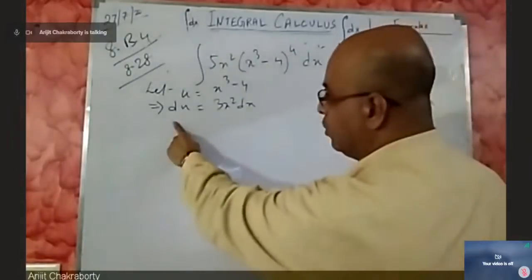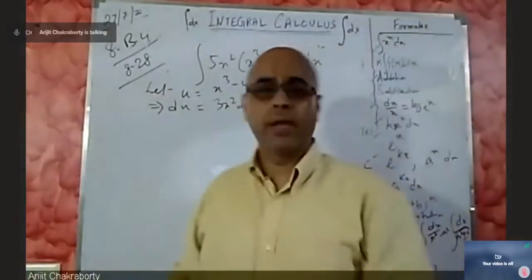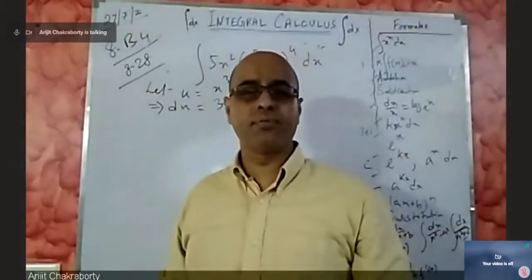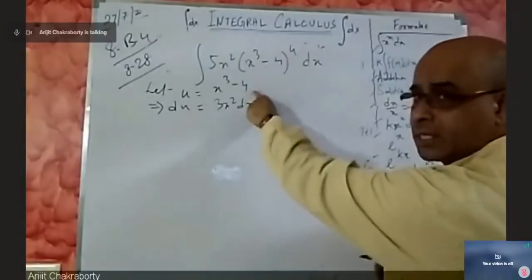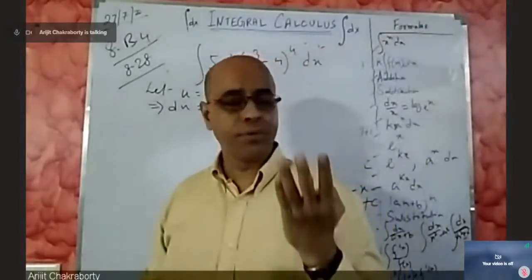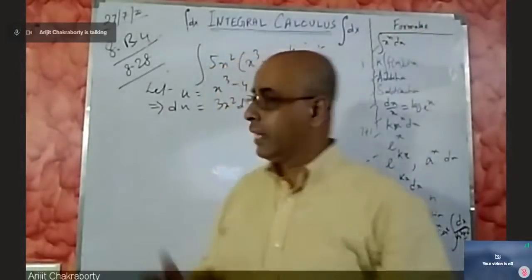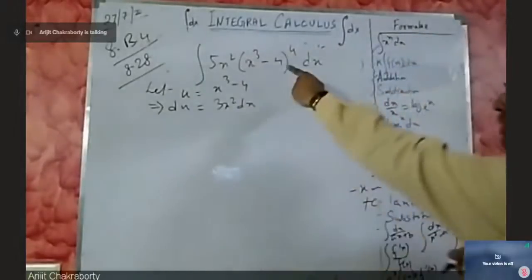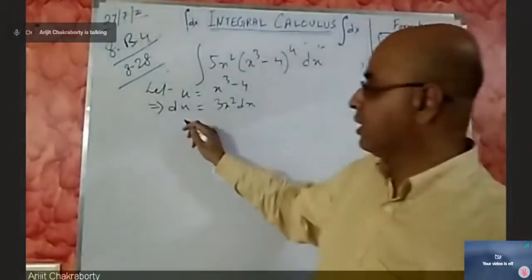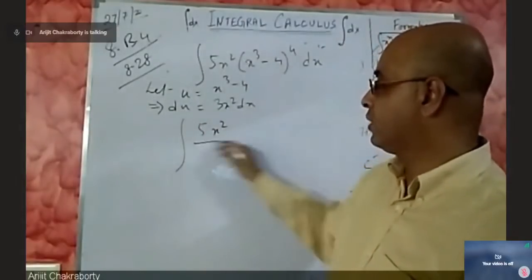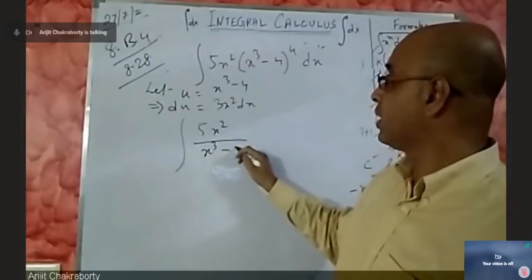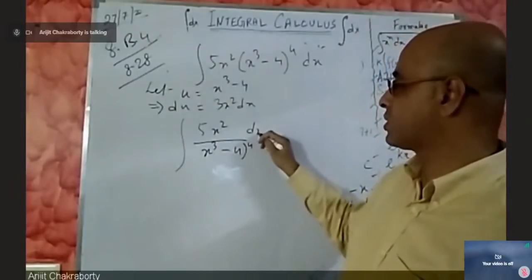Okay? u equal to x cube minus 4. That means by applying the differential coefficient formula, du is equal to 3x square dx, because the differential coefficient of minus 4 will be 0. Okay? So this is what we get. Now in the given example, please see, we are having 5x square into (x cube minus 4) to the power 4 dx.